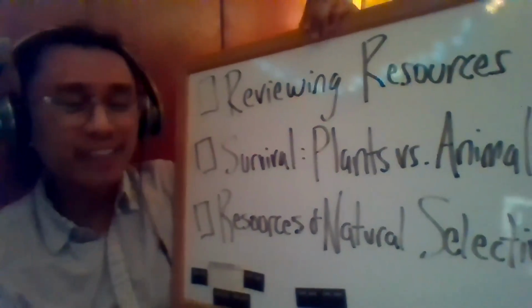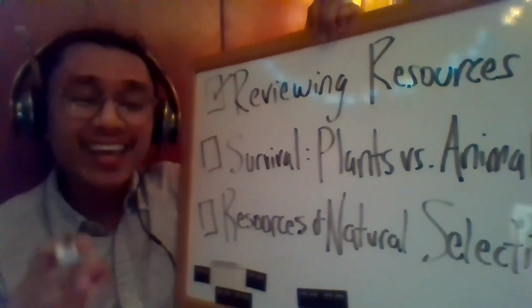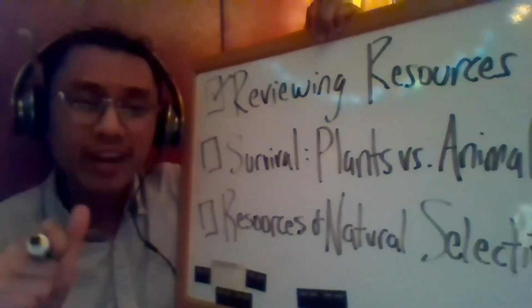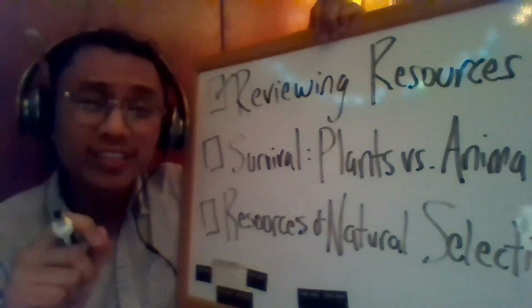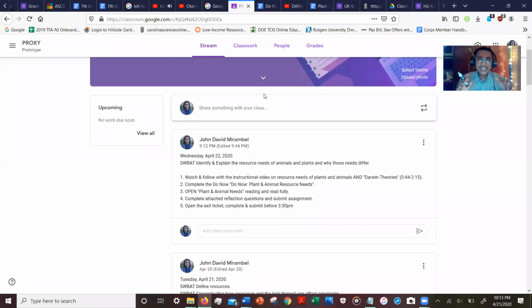So we reviewed the definition of resources by adding on to it. It is the things that help organisms survive and reproduce. Those things are both abiotic and biotic factors. So if you look at today's schedule, our goal is to identify and explain the resources animals and plants need in order to survive. And we're also trying to explain why those needs sometimes differ. And that's important to understand.